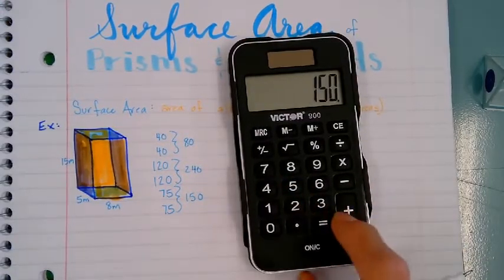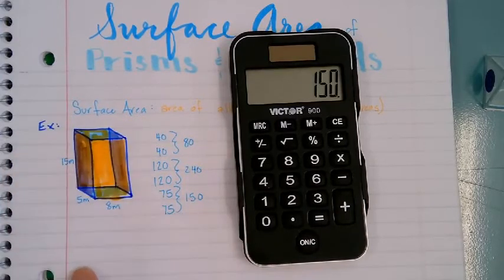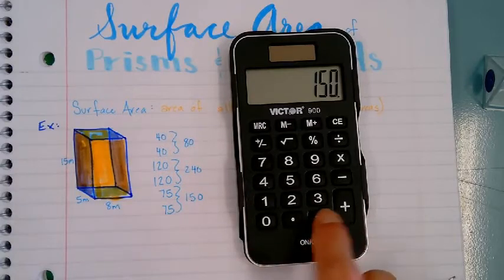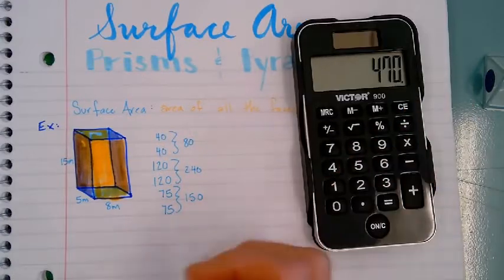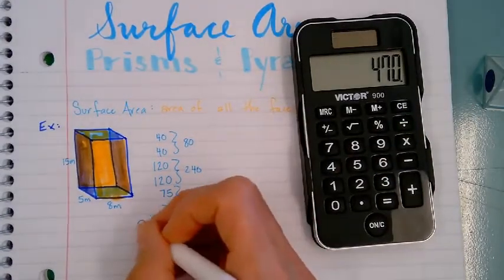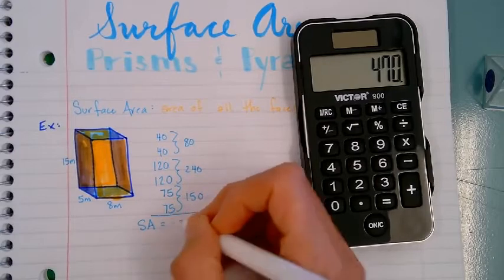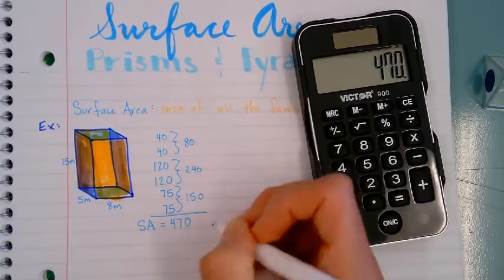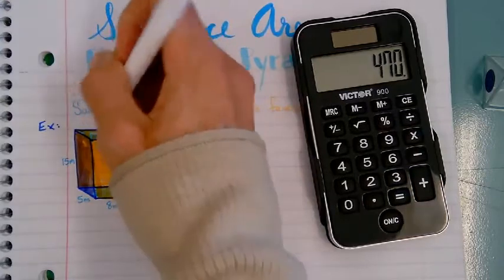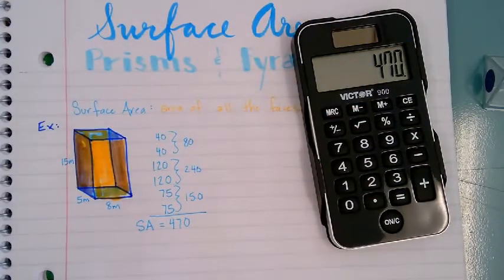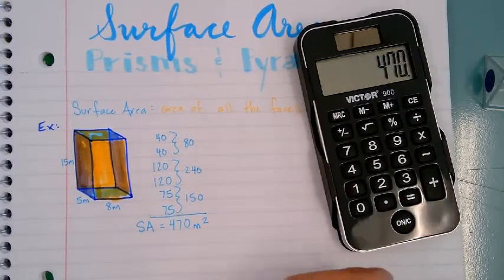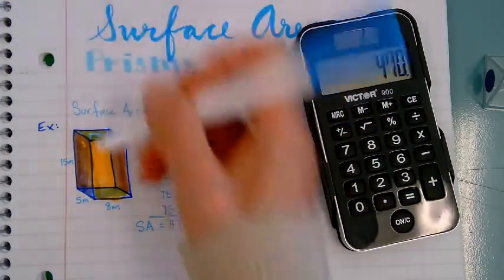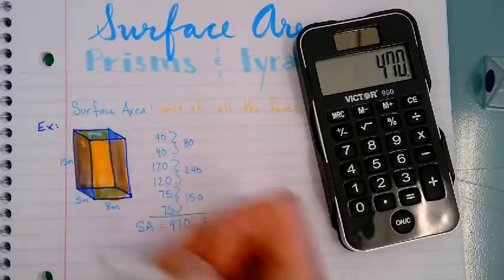So the total surface area, if we were to wrap this whole prism in gift wrap so that all the sides are covered, the whole surface area would be 470. So the SA for surface area is 470. Now because we're not putting something inside, we're finding the 2D area around the outside, we're going to keep it meters squared. So we're not cubing it. It's not how much fits inside. It's how much area goes around the whole thing.